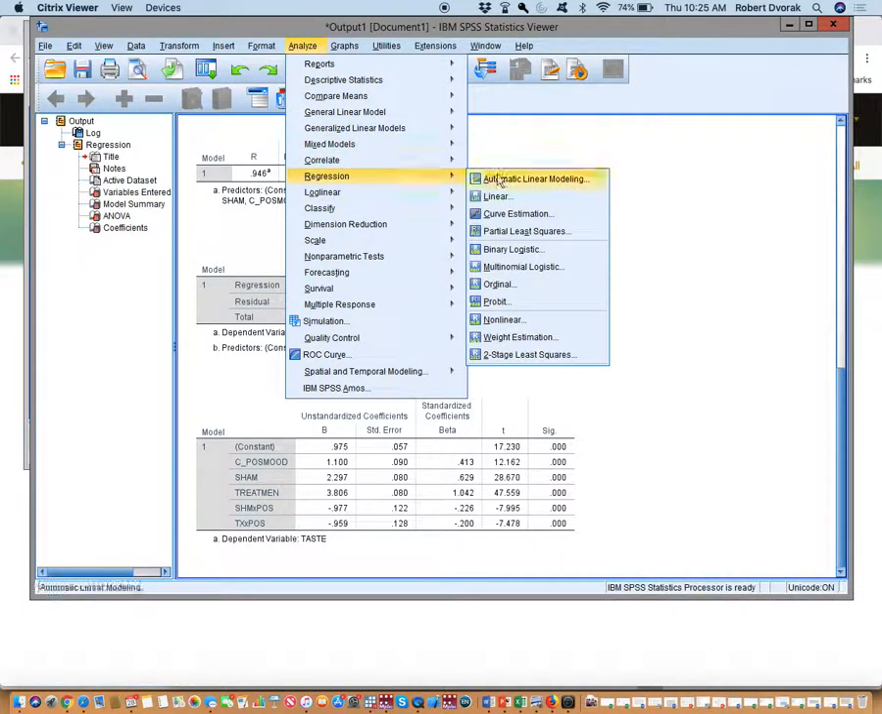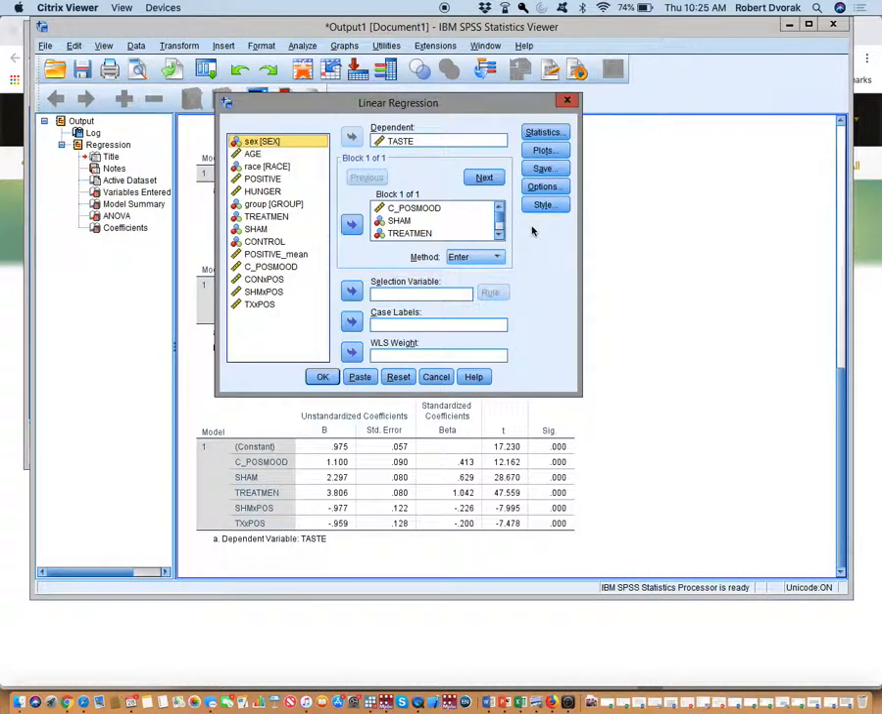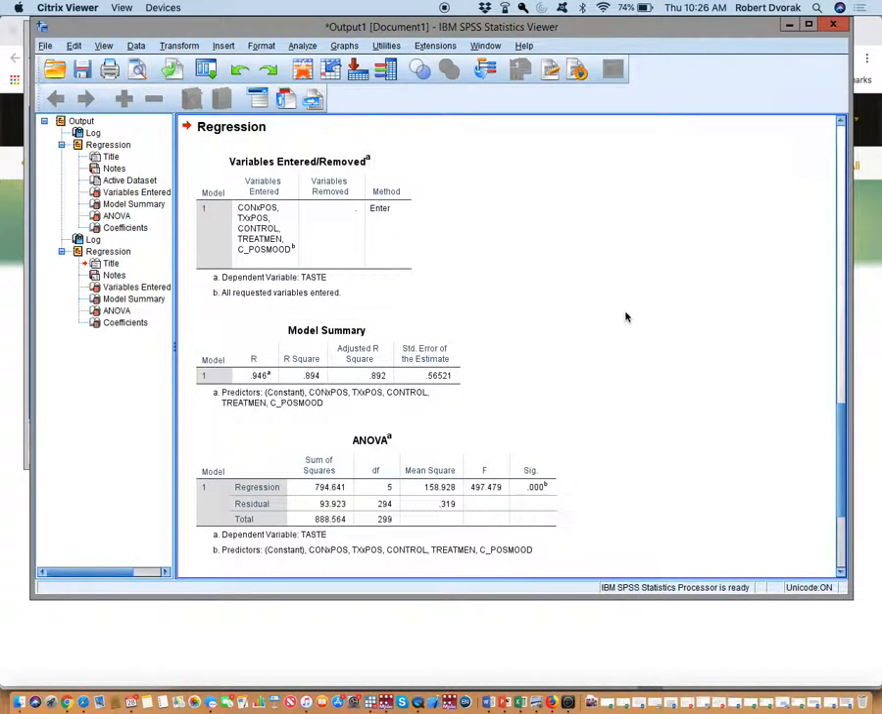Analyze, regression, linear. Does everybody understand how we did that? How we came to all of those conclusions? And so we're going to pull out sham, and we're going to pull out the interaction with sham, and we are going to add in control, and then move that up 1. And then we are going to add in control by positive mood, right? Everybody tracking? All right, we hit go.